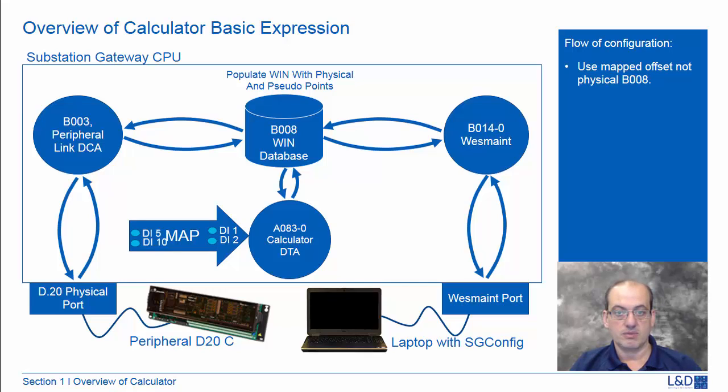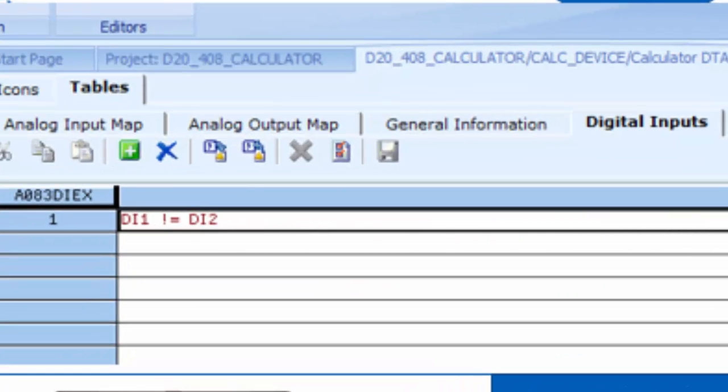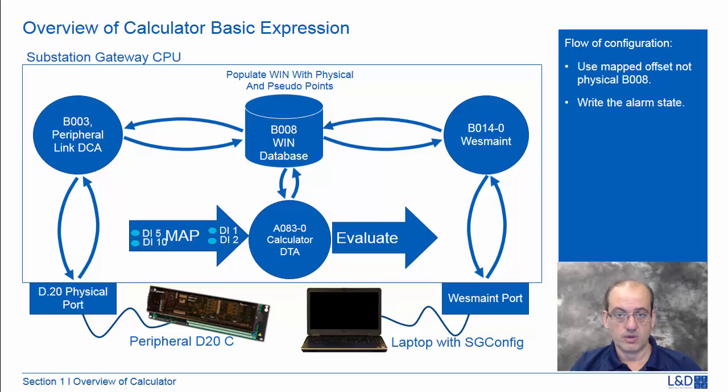Now that the points are available, we can write our evaluation. Our evaluation will be DI1 not equal to DI10, which means that we write the alarm state. That alarm state will turn our pseudo point, or our soft point, to on if we reach this alarm state where both of them are not equal. At the beginning, in the starting point, both of them are off, so they're equal. Our digital input that belongs to calculator will be off.